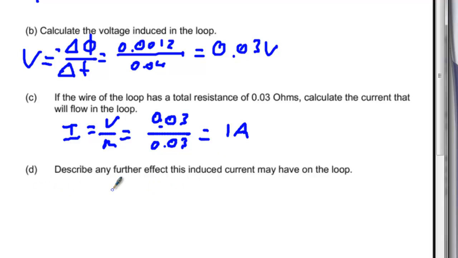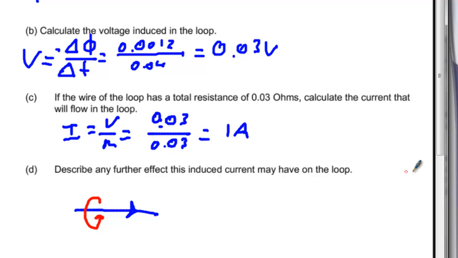D, describe any further effect this induced current may have on a wire. Okay, you've got a current carrying wire. What goes around a current carrying wire? We know from last year that any current carrying wire will have a magnetic field, and you can use the right hand slap rule to work out which direction that is.